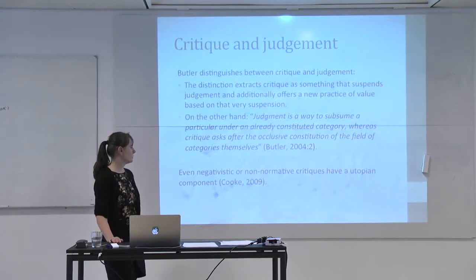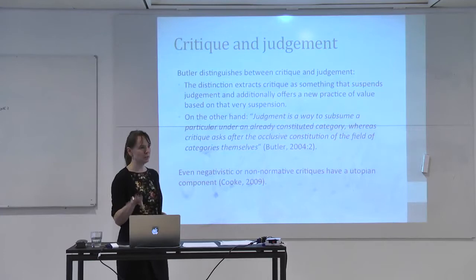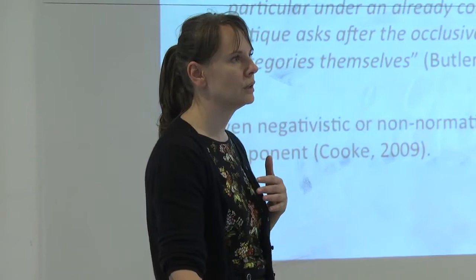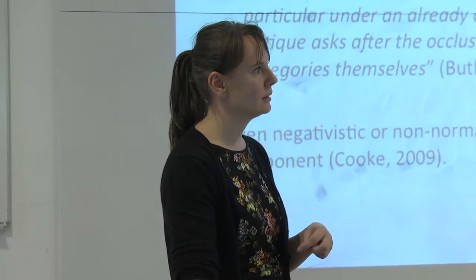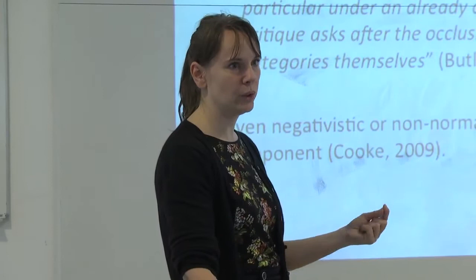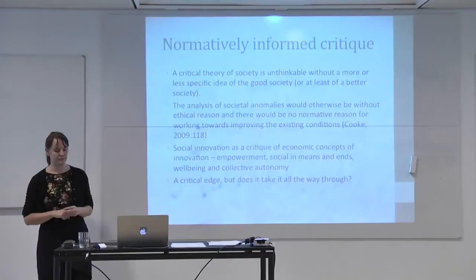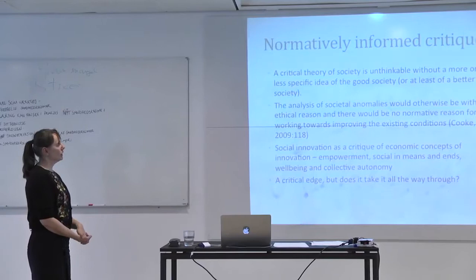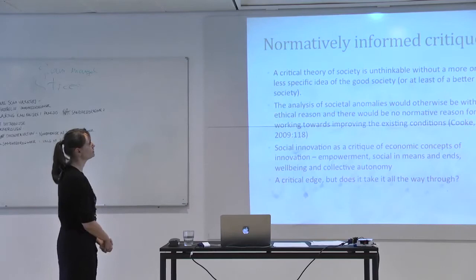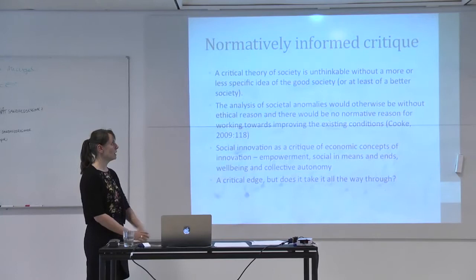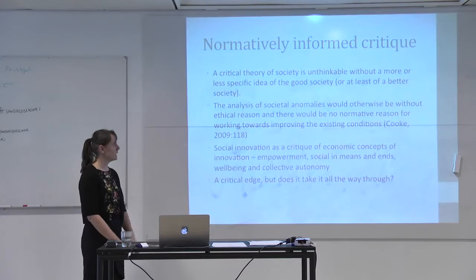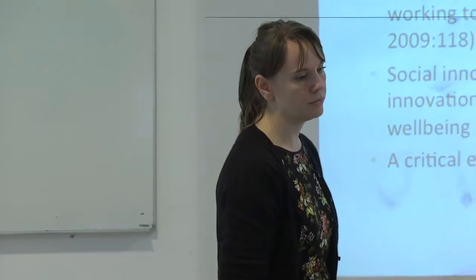But on the other hand, you could say that even the negativistic or non-normative critiques have an utopian component. And it's very difficult to see how these critiques could make analysis of pathologies without at least implying a better world or a better society or something which is better and different from what we have now. So I could say that a critical theory of society is unthinkable without a more or less specific idea of the good society or at least a better society. And otherwise these societal anomalies, the analysis would be without ethical reason. There would be really no normative reason to work towards improving the existing conditions.